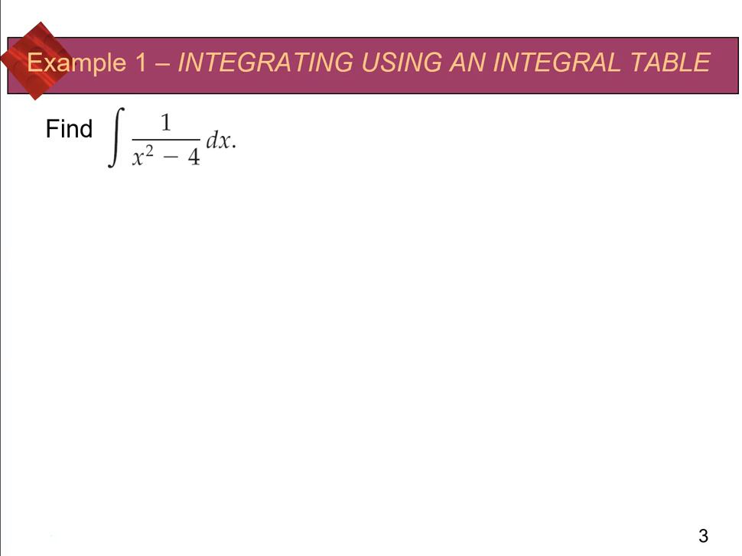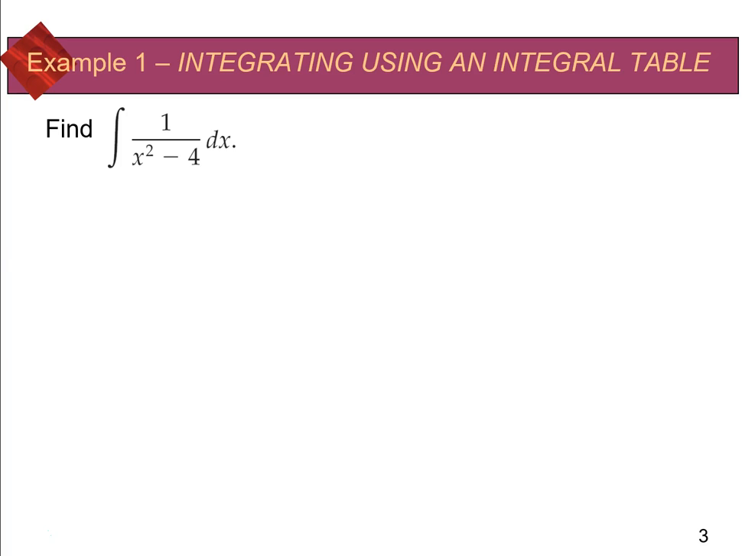Say for instance I want to find the integral of 1 over x squared minus 4 dx. Now, as I go through some of the methods that I have at my disposal, there's not much here. If I let u equal x squared minus 4 and try to do a du, I'm going to end up with 2x dx. If I just had a constant, I could put that in, but with a variable in there, I'm not going to be able to do that. So substitution looks like it's out.